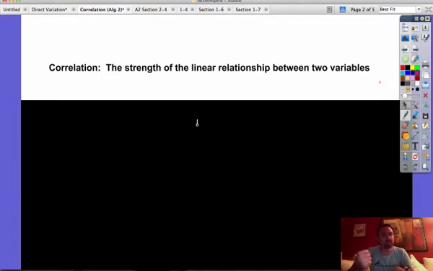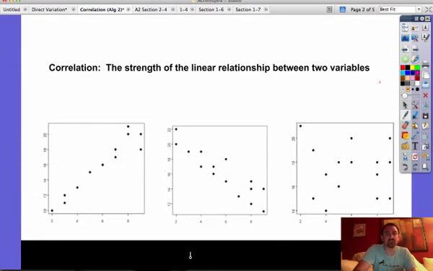Strong means they really look like they're aligned. Weak means they don't really look like much of a line. Maybe they look like a different shape. Maybe they don't look like any shape when put together. Let's look at some examples here. Here are 3 examples. This one pretty much looks like a line.